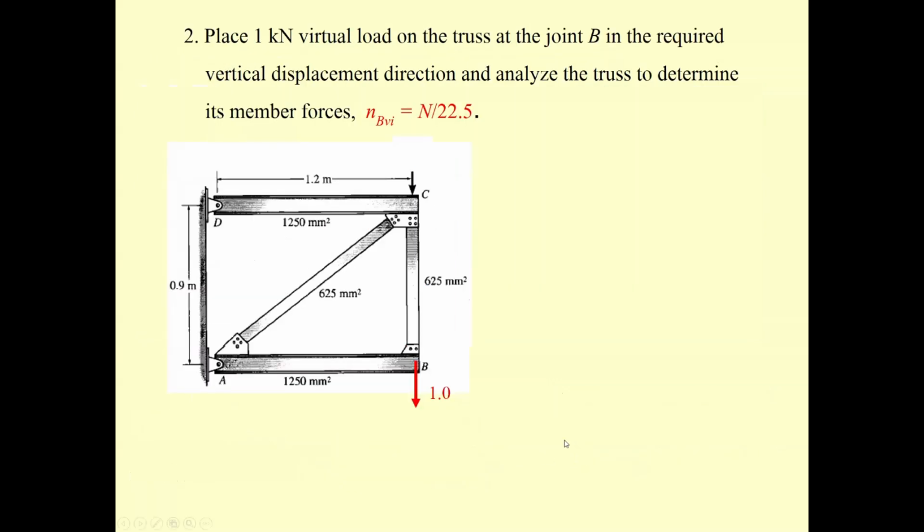Now for the 1.0 unit load, you can see following this, this is going to be a zero-force member. And then the force over here will be what? This is the downward 1.0. The force over here is going to be small n sub CB. This is going to be 1.0 and in tension.